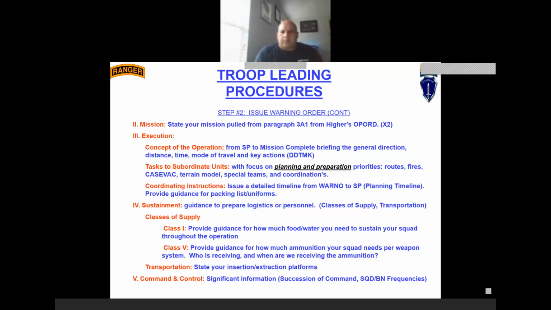And that's why you give it to the platoon sergeant, so he can check all those classes of supply. That's why he's looking at logistics. That's why you're giving logistics guidance to all your personnel.